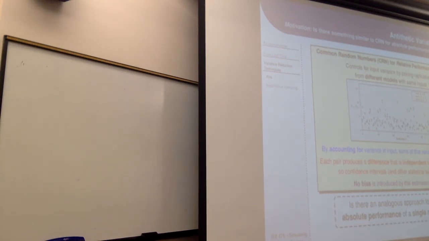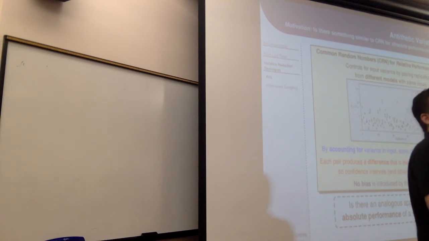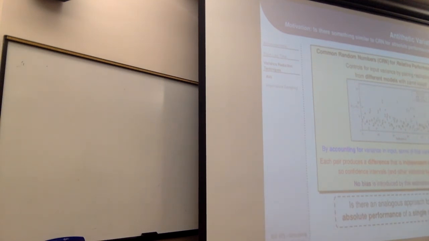Is there any way that I can take an insight like common random numbers and figure out a way to reorganize my random numbers in one single model, so that I can get less variance for the same number of samples?